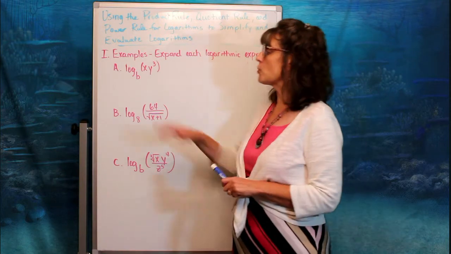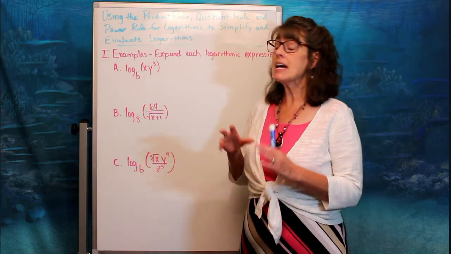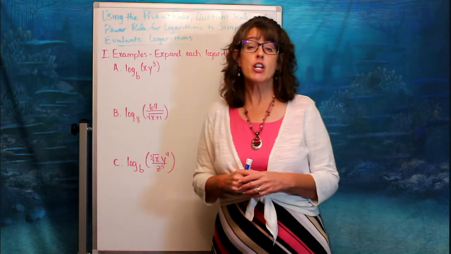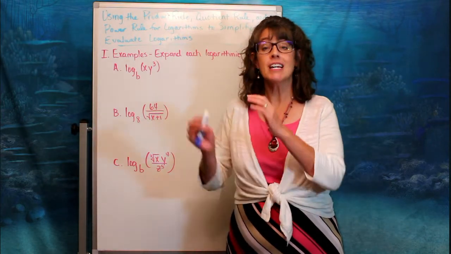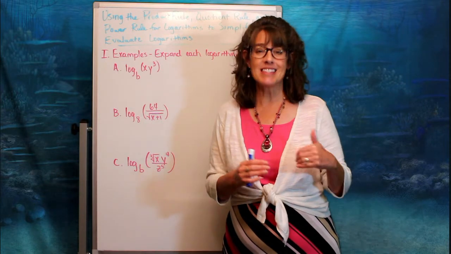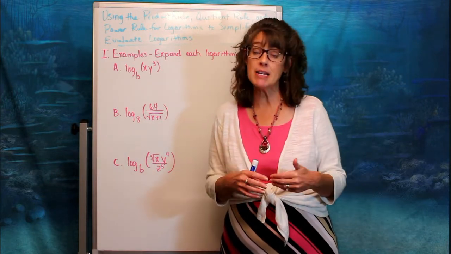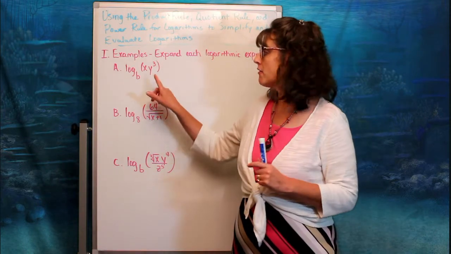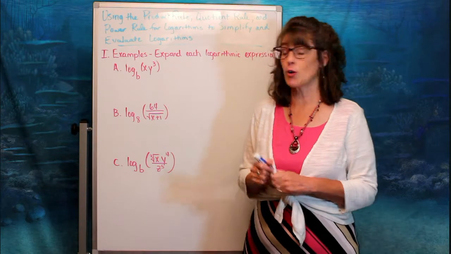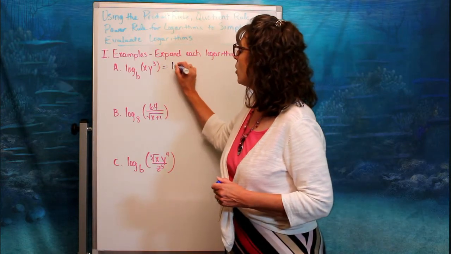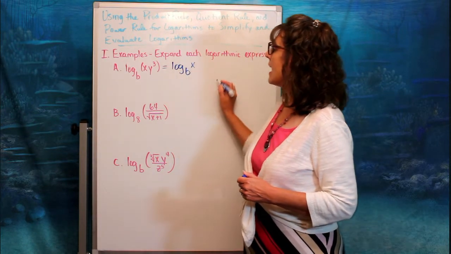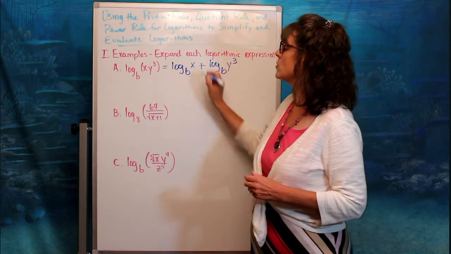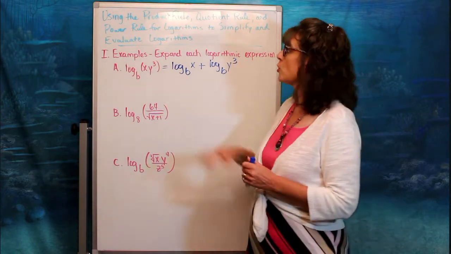So take a look at this first one. We have log base b of x times y to the third. Now you know that multiplication leads into what? Yes, leads into addition. Just like when you multiply bases for laws of exponents, so you're going to add the exponents. With your logarithms, when you multiply factors, you're going to add the separate logarithms. So this will lead us into log base b of x and a log base b of y to the third. We're going to add those two together. That is your product rule.